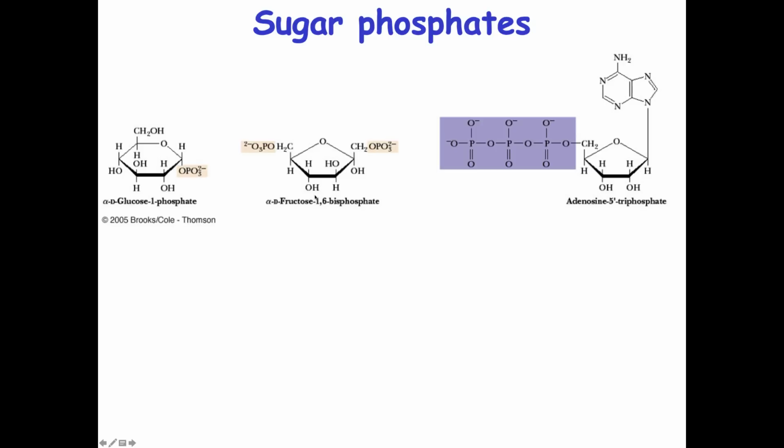Alpha D-fructose 1,6-bisphosphate. Here we see the phosphate groups shown in pink. This is also a metabolic intermediate of glycolysis. And then here we see adenosine 5' triphosphate. And of course this is ATP, which we're all familiar with, that provides energy to drive chemical reactions in cells. So a lot of times these molecules are called sugar esters for the bond which links the phosphate group to the sugars.